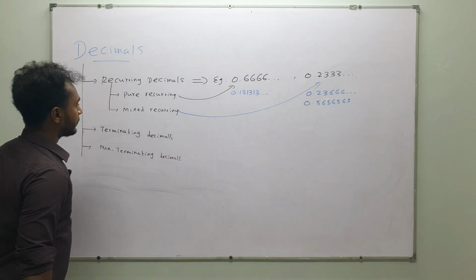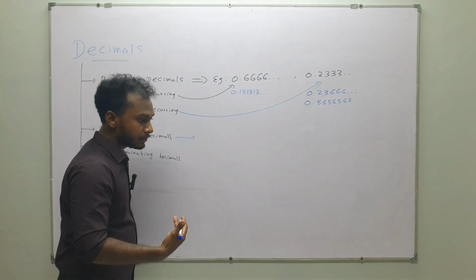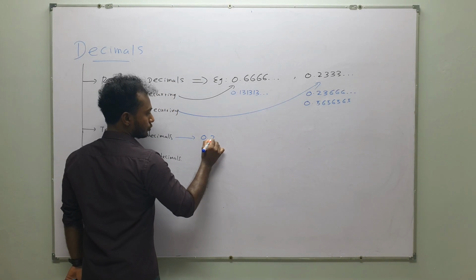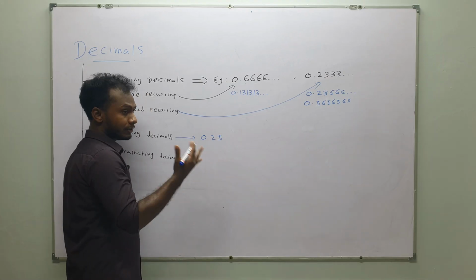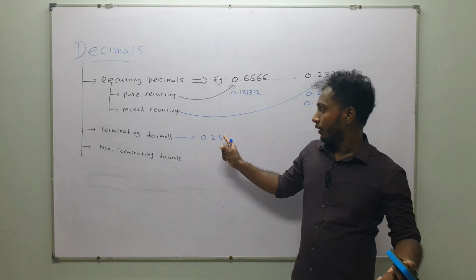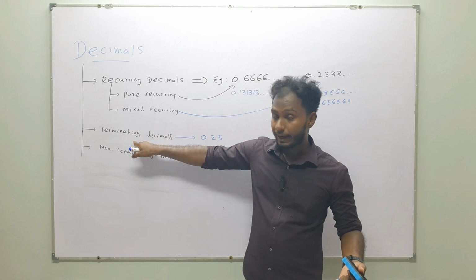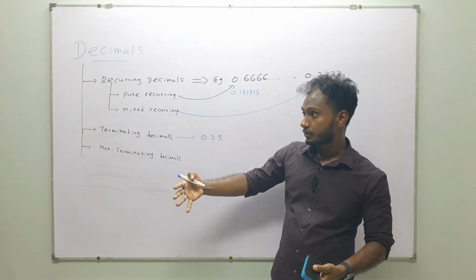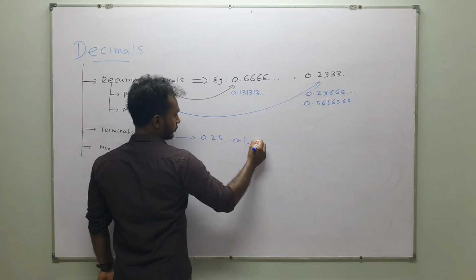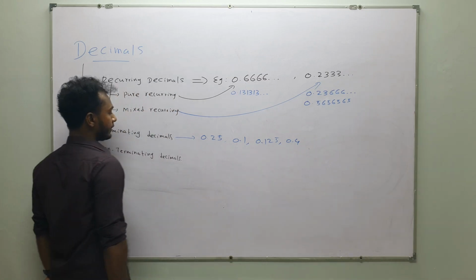Then we are coming to the terminating decimals. This is the easiest case. Terminating means it stops at some point. If I write 0.25, that's it. It is nothing but 25 over 100, or 1 over 4. It stops there. That is terminating. Other examples like 0.1, 0.125, 0.4, these are terminating decimals.